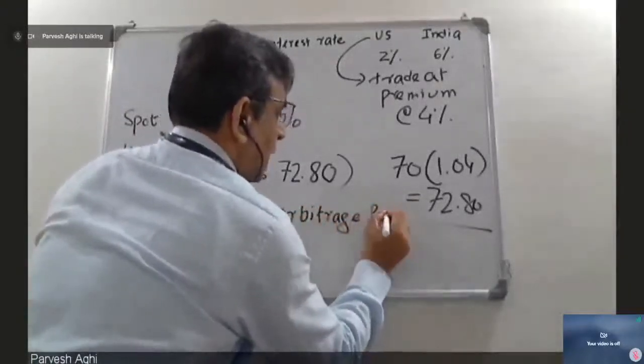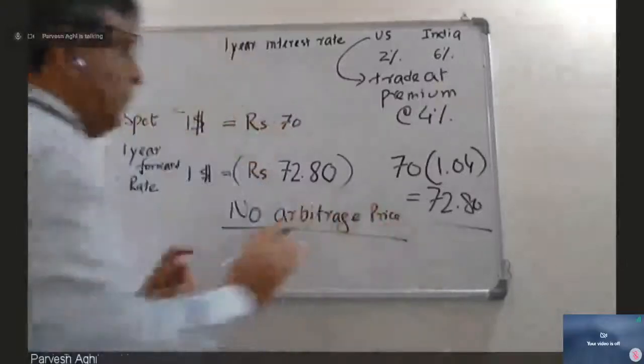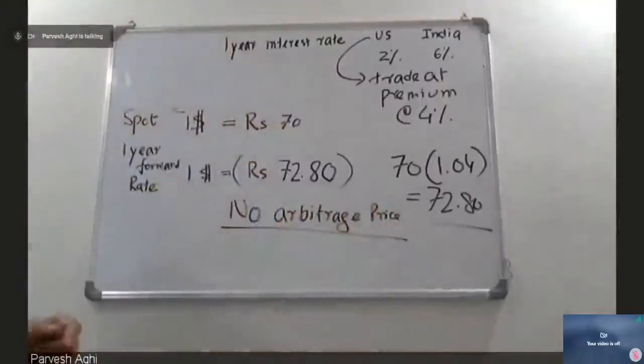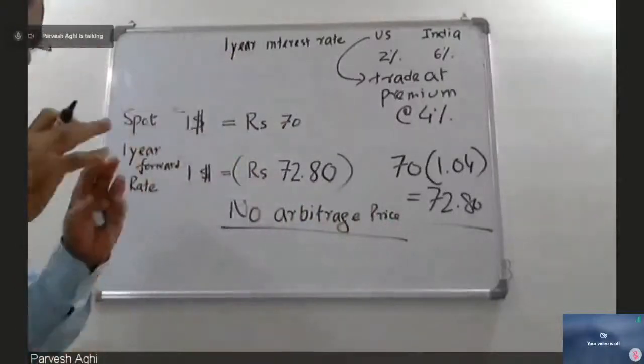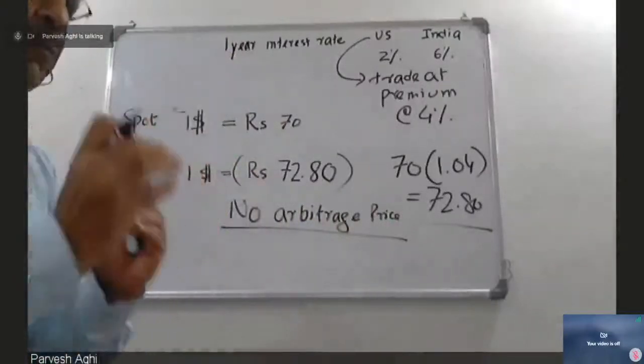This is a no arbitrage price. That means no arbitrage can take place. So arbitrageurs cannot come to the market. Now, in every market, there are three kinds of players, okay?